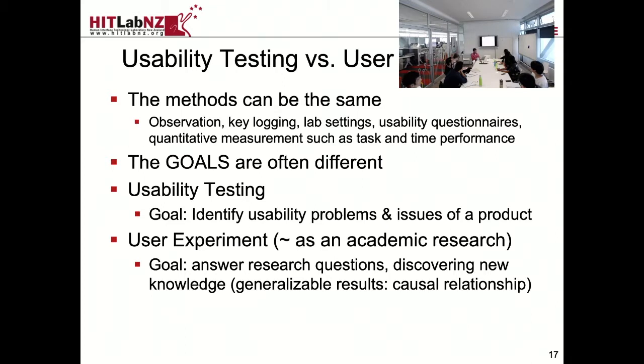For usability testing or user experiment, both can use the same methods, like observation, key logging, lab setting, usability questionnaire, and quantitative measurement. We can share those methods. It is not a matter. But as I mentioned before, the goal is very different. Usability testing focuses on improving performance from the engineering perspective. On the other hand, user experiment wants to find new knowledge. So the goal is answering the research question. Without the research question, we can't get any result actually.